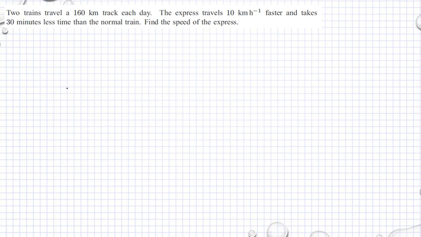So we have the speed. The normal train first. The speed is S. The speed is equal to the distance divided by time. So the distance is 160 divided by time, which we don't know. Okay, and then we have the express.